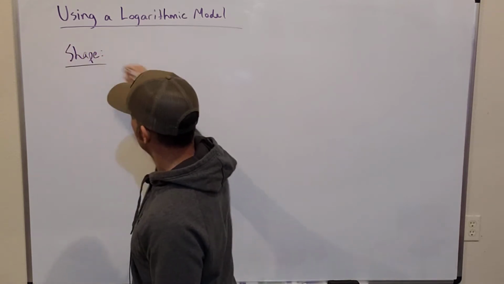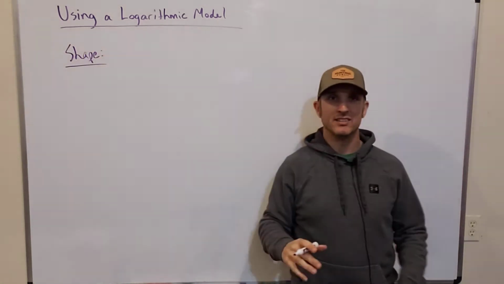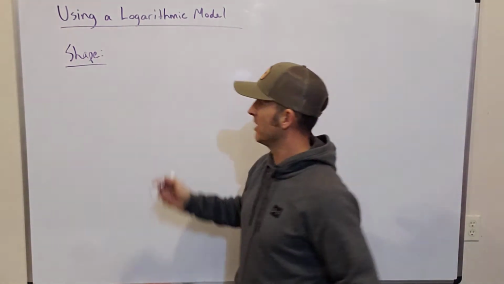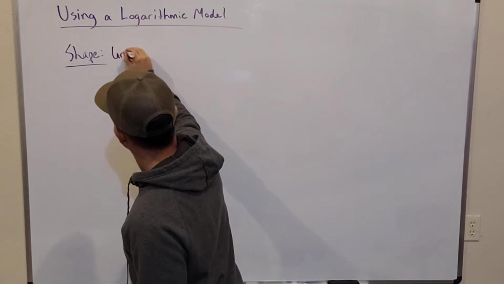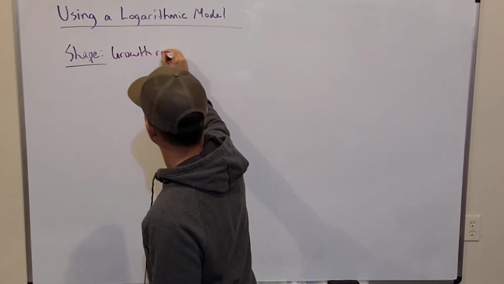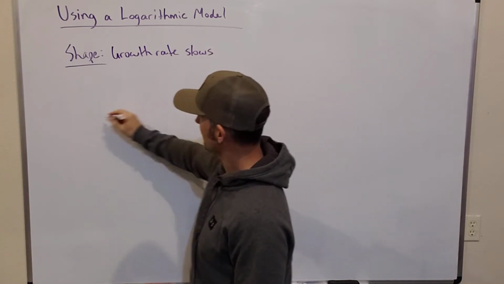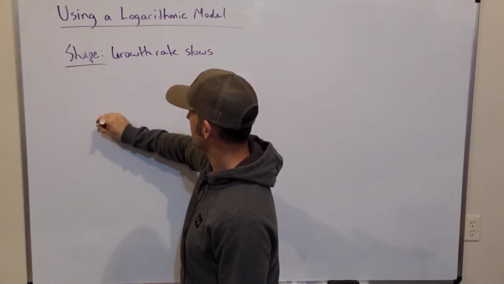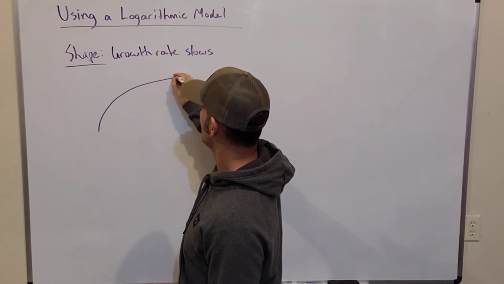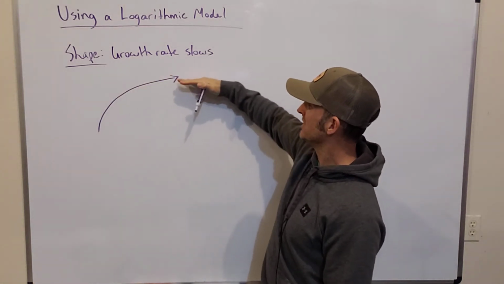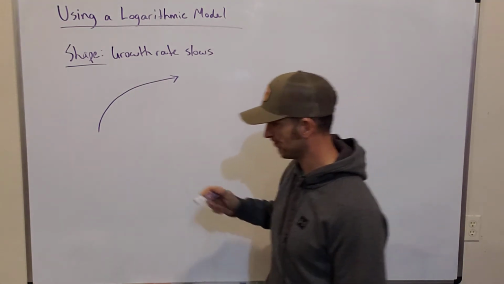So the shape of a logarithmic model is it does grow over time, but the rate at which it's growing slows down. So the growth rate slows. If you were to look at that, it does this sort of thing. It starts off growing pretty quickly and then it starts to level off. Now it never does actually level off. It continues to grow just really slowly.